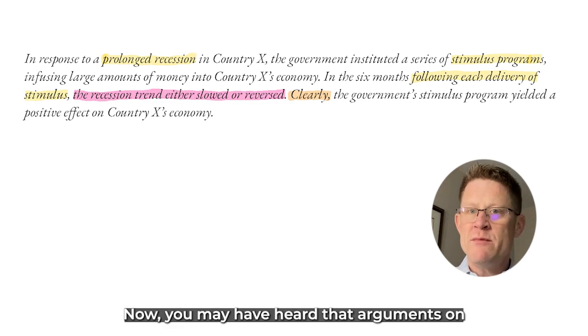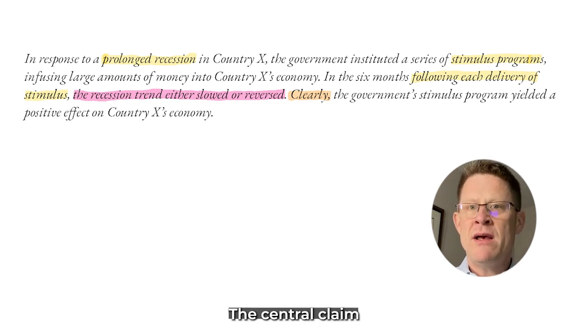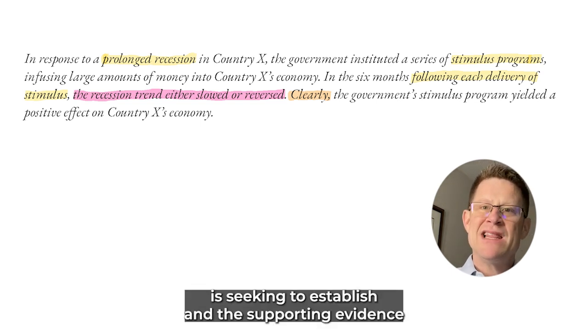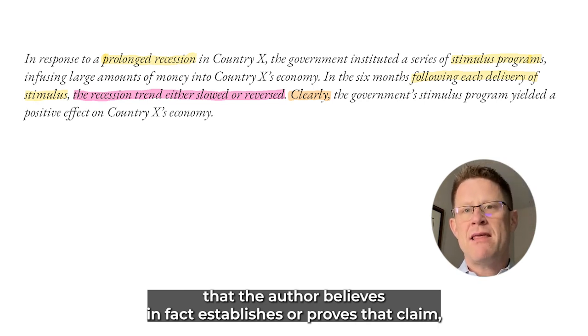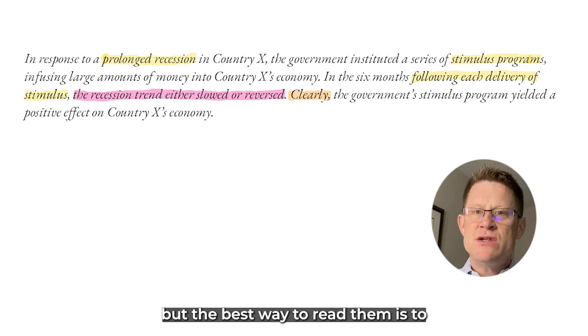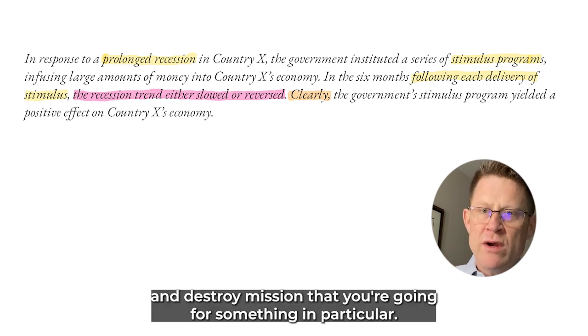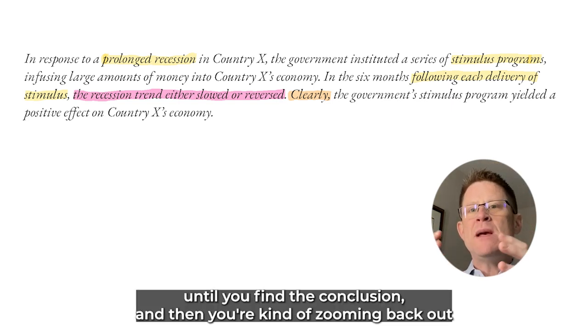Now, you may have heard that arguments on the LSAT are made up of conclusions and premises. The central claim, the claim that the author is seeking to establish, and the supporting evidence that the author believes in fact establishes or proves that claim. It's important to read LSAT arguments well, carefully, but the best way to read them is to think of it more as kind of like a seek and destroy mission, that you're going for something in particular. You're zooming in until you find the conclusion, and then you're kind of zooming back out to establish what the supporting premises are.